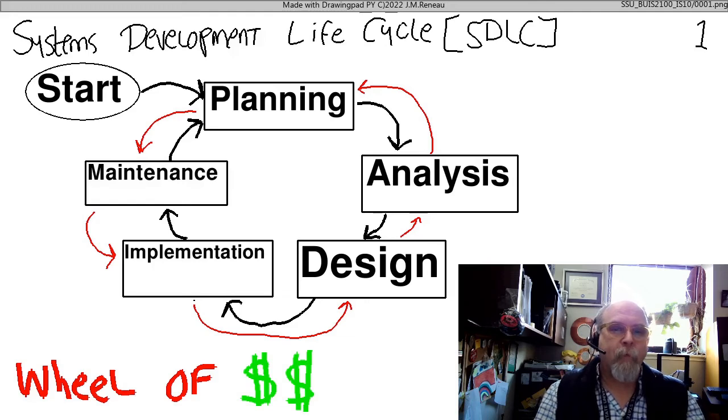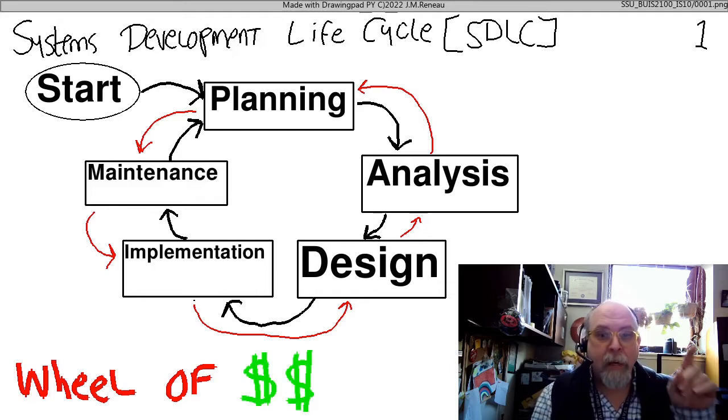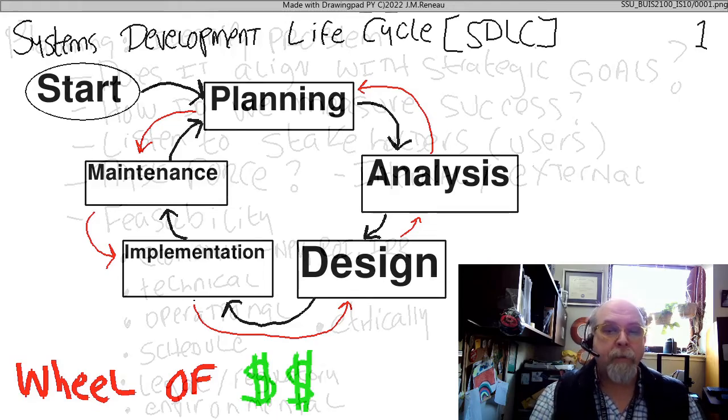As a business person, you're always going to be spending money on projects and life cycles of systems. As a consultant, as a programmer, you'll always have a job because of the never ending cycle of the wheel of projects. So the 5 phases: planning, analysis, design, implementation, and maintenance. And I'll have a slide on each of those coming up.